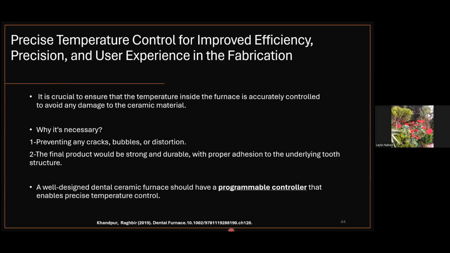And we will continue after the break, okay? Yeah. Inshallah. We will continue after the break. So 10 minutes break and then we'll come back. Inshallah.